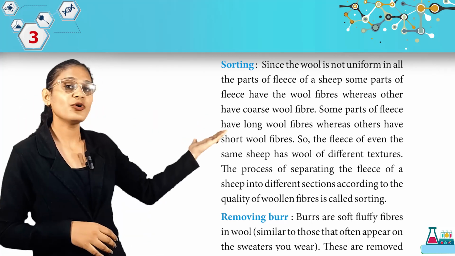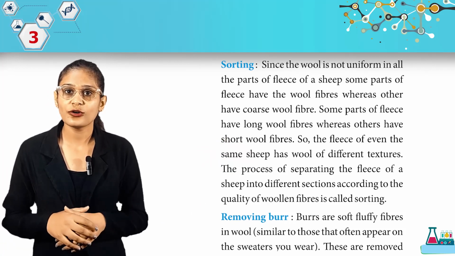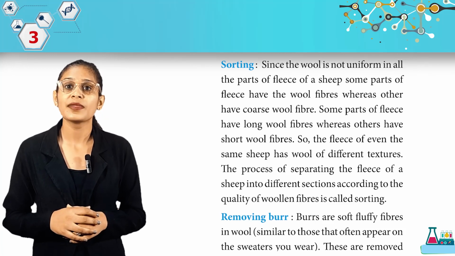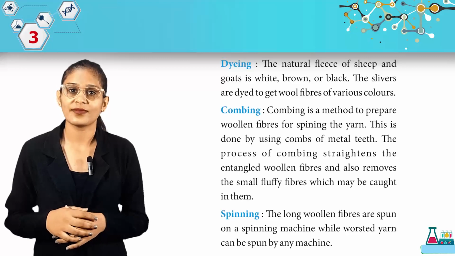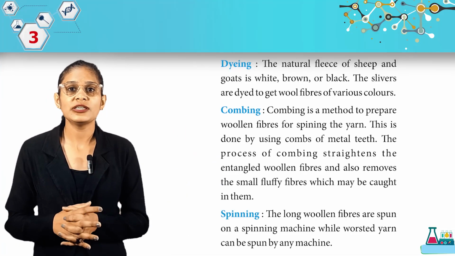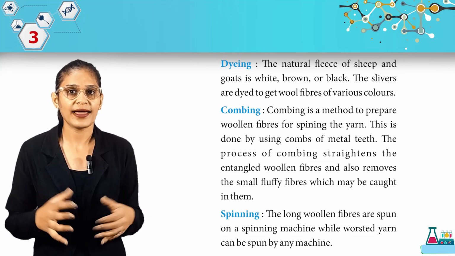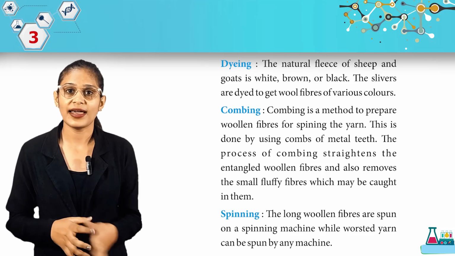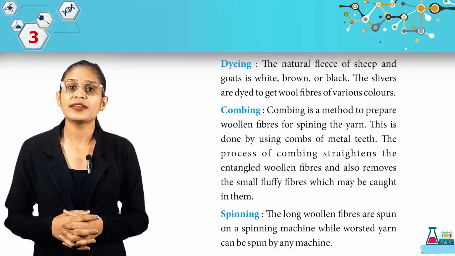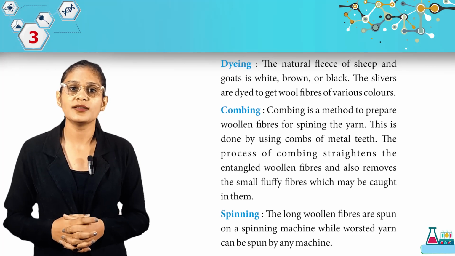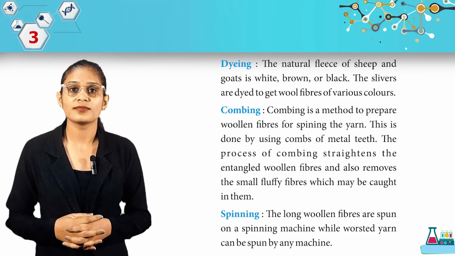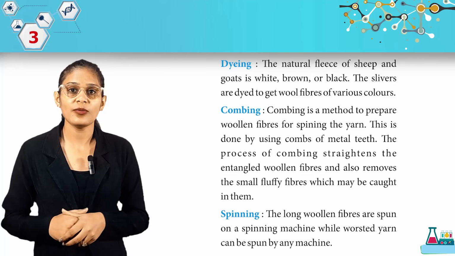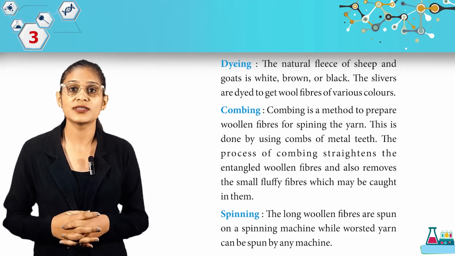Now we have removing burr. Burrs are soft fluffy fibers in wool similar to those that often appear on the sweaters you wear. These are removed manually. Then we have dyeing. The natural fleece of sheep and goats is white, brown or black. The slivers are dyed to get wool fibers of various colors. Then we have combing. Combing is a method to prepare woolen fibers for spinning the yarn. This is done by using combs of metal teeth.